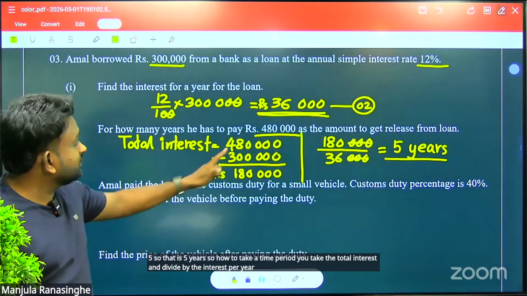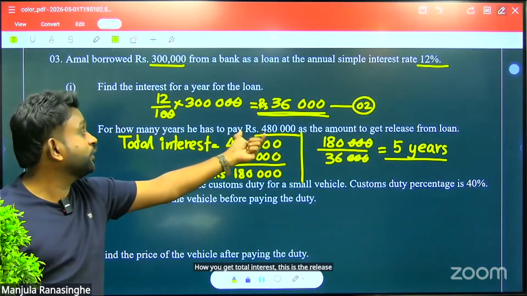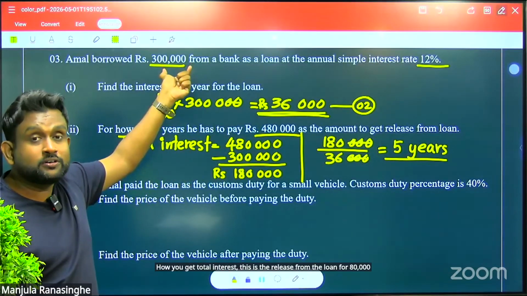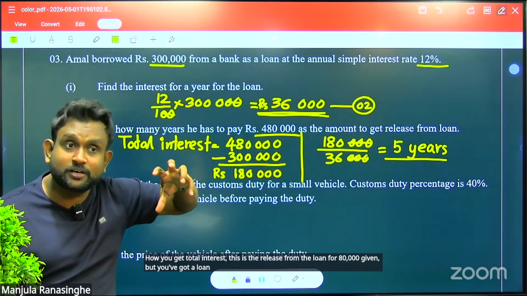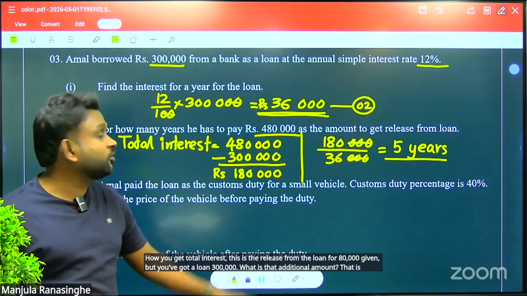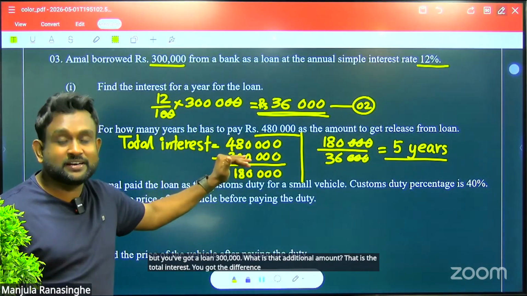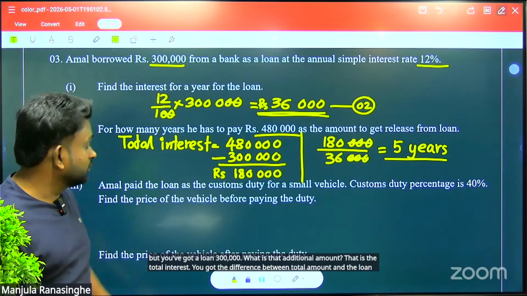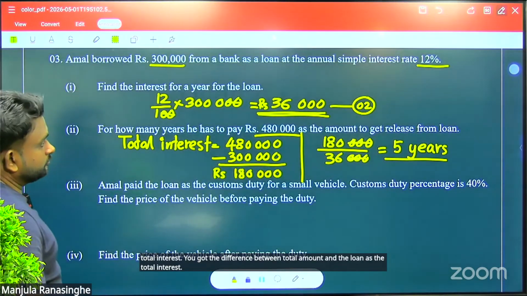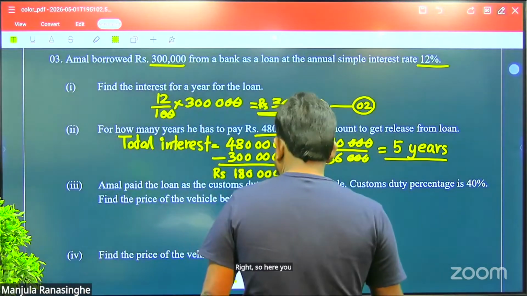How do you get the total interest? This is the release from the loan: 480,000 was given, but you got a loan of 300,000. What is that additional amount? That is the total interest. You take the difference between the total amount and the loan as the total interest. Right, so here you got 3 marks.